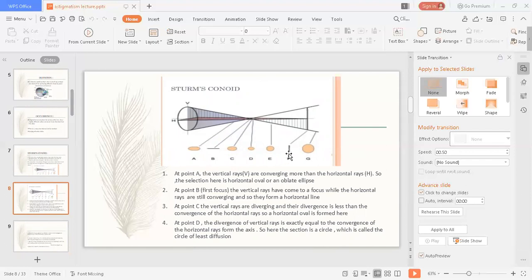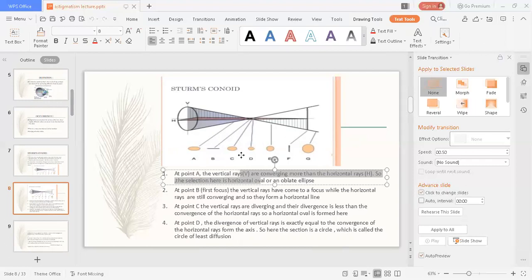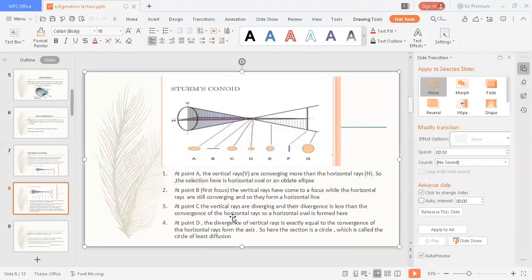So basically what we have understood from this Sturm's conoid diagram is that the rays of light are not coming to a point focus anywhere. At the most, they form a circle of least diffusion, in which the divergence of the vertical meridian rays is equal to the convergence of the horizontal rays. This circle is called the circle of least diffusion, and it should fall on the retina so that the person sees clearly.